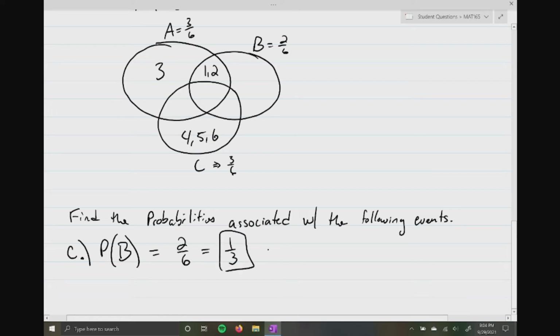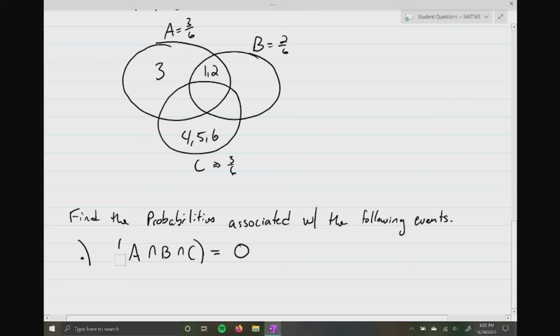Now let's go ahead and do the letter D. D may look a little tricky, but all you have to do is think about it. D says find the probability of A intersection B intersection with C. A intersection B intersection with C means this spot right in the middle that I just highlighted in yellow, because that's the intersection of all 3 sets. Now notice here, there are no elements in there. So this is going to equal 0.